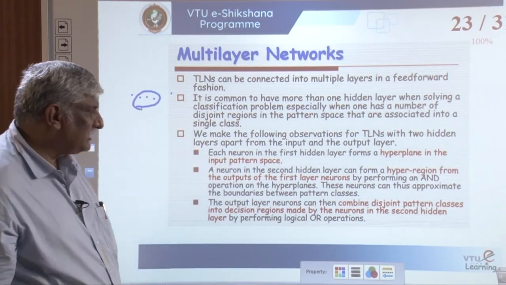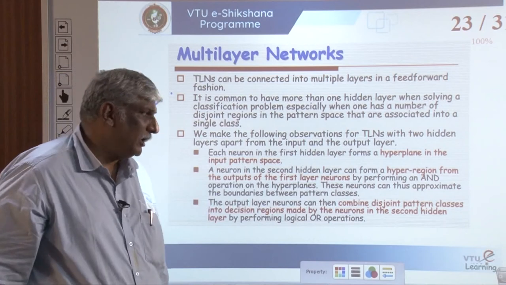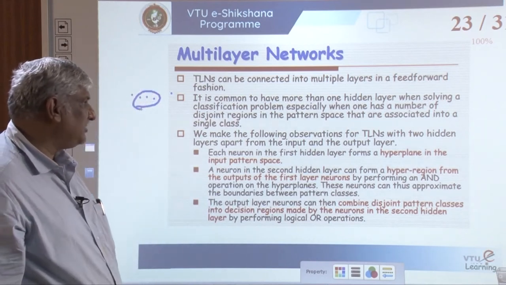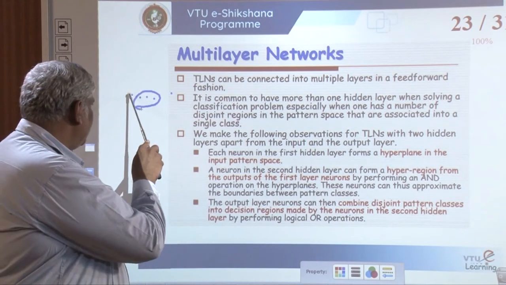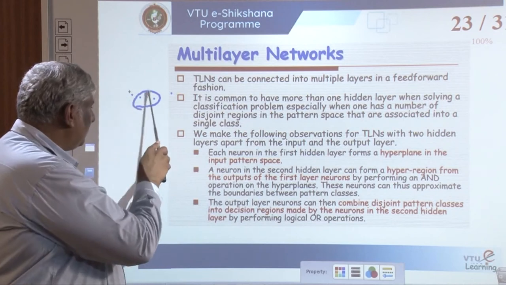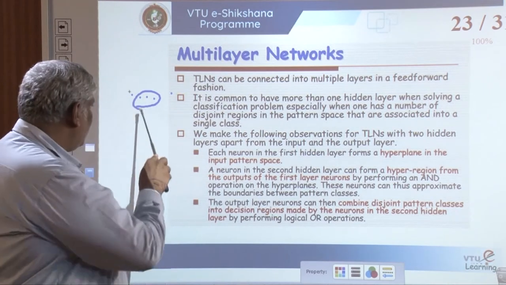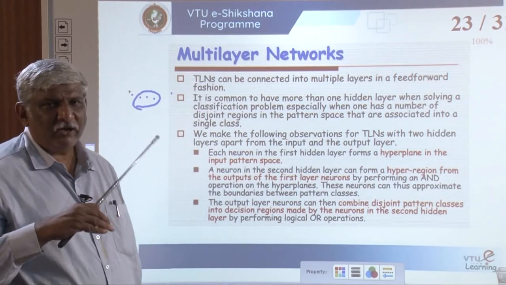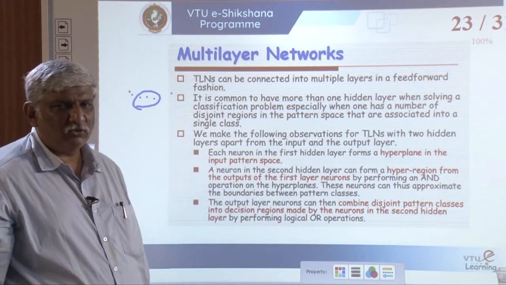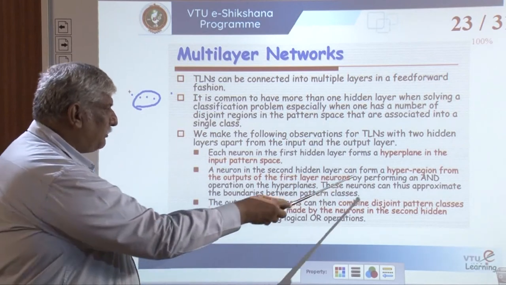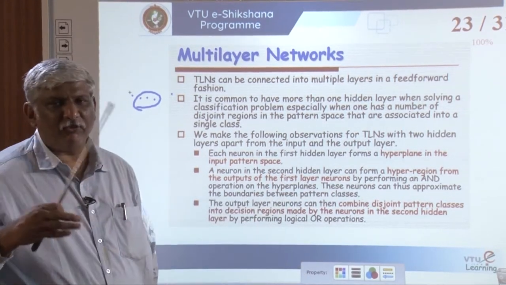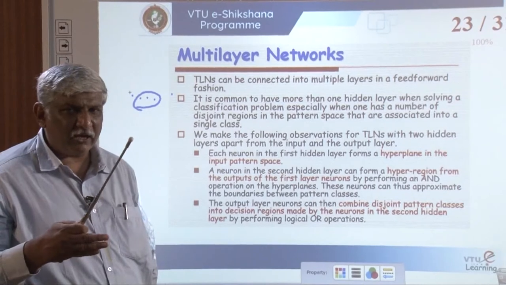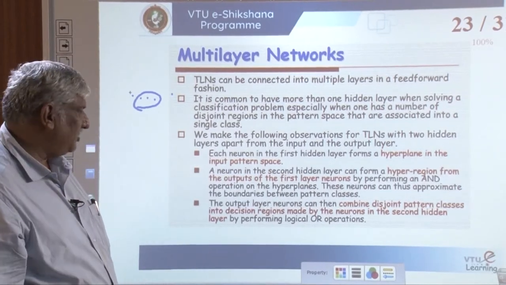And a neuron in the second hidden layer can form a hyper region from the outputs of the first hidden layer. The input is given to the first hidden layer, and the output of the first hidden layer is given to the second hidden layer. So whenever the data passes from one layer to another layer, a separate hyper region can be formed. Each and every layer can form one hyper region.